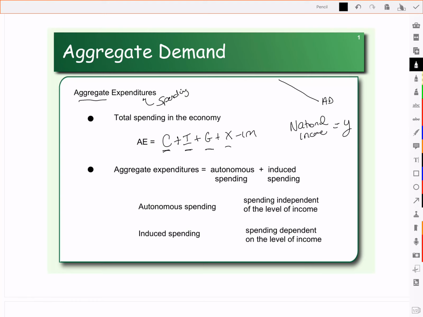When we look at our spending, we can break it into two parts. We can break our spending into autonomous spending and induced. Autonomous spending is spending that we do regardless of our income level. So essentially, autonomous spending is the money you would spend even if your income was zero. Whereas induced spending is spending that we do that depends on our level of income. So if our income increases, do we spend more? That's the induced spending. It's dependent on the level of income. Autonomous spending is spending we do even if our income is zero.